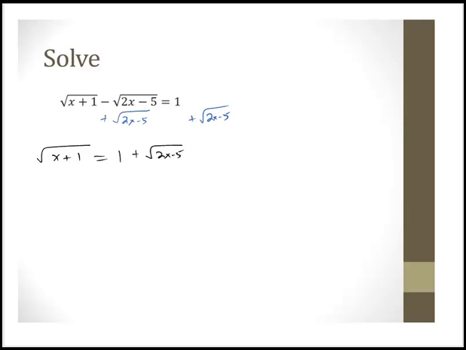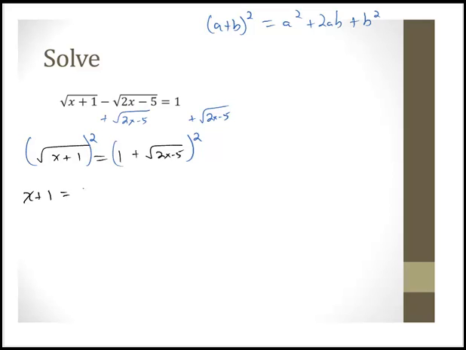Now, I'm going to square both sides. We have to be careful here. Remember that when you have a plus b squared, that's a squared plus 2ab plus b squared. And in particular, that's what we have on the right-hand side. We have 1 plus the square root of 2x minus 5 squared. All right, so let's be careful here. The left-hand side's easy. The square root of x plus 1 squared is just x plus 1.